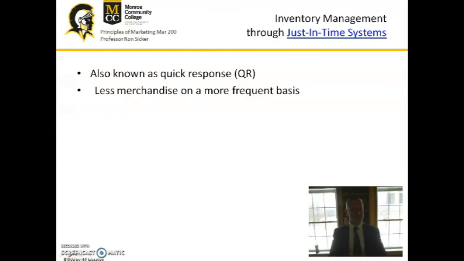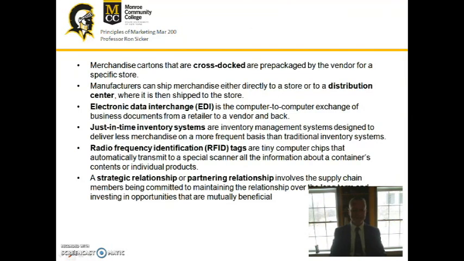Just-in-time inventory systems is exactly that. What we're doing is trying to reduce inventory so that you have inventory just when you need it. That way the warehouse doesn't have to hold inventory, nor does the retail distribution center or the retail center. The more you can have just-in-time inventory, the lower the costs are going to be to the consumer. Because remember, inventory is expensive. You're tying up money, and that money you could be doing something else with. So it's less merchandise on a more frequent basis.